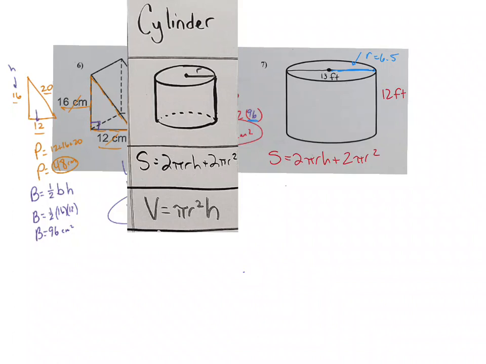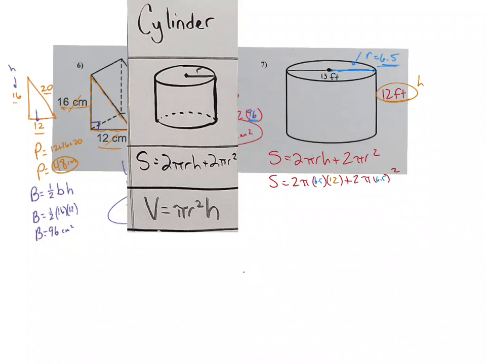So my r is going to be equal to 6.5. So I'm going to write my formula. S equals 2 pi. Instead of r, I put empty set of parentheses. Instead of h, put empty set of parentheses. Plus 2 pi r squared. Now, wherever I see r, I'm going to put 6.5. So I put 6.5 here, 6.5 there. Wherever I see h, that's 12, so I'm going to put 12 right there.